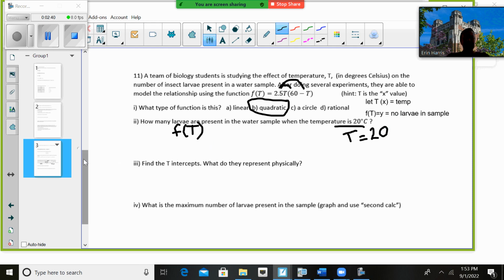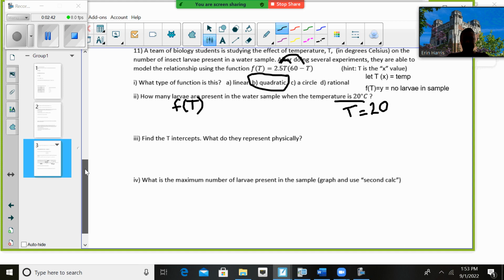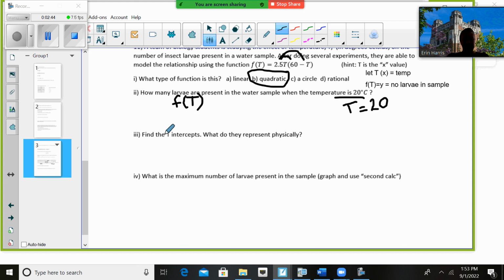All right, so now we're going to look at t-intercepts, which I did say up in the hint. These are the x-intercepts. And so I should know that is when y is 0. I have said this dozens of times already in this course. I hope it's stuck in your brain by now. X-intercepts, y is 0. What do they represent physically? Well, first of all, let's find them. So we've got this quadratic. It's already been factored for us.